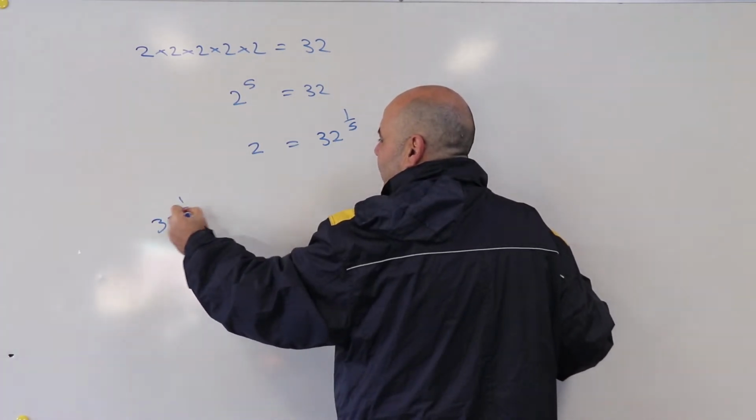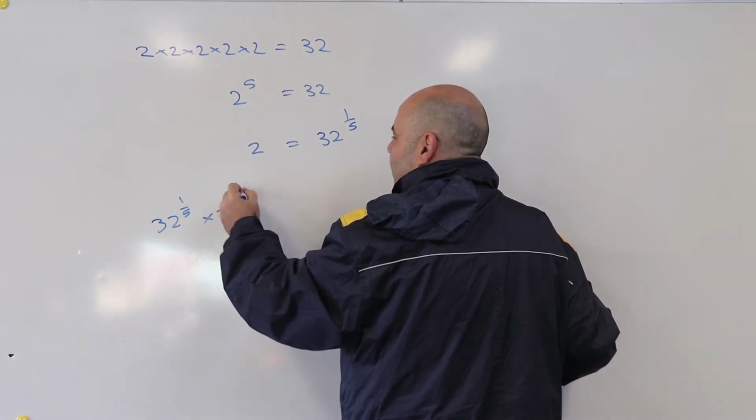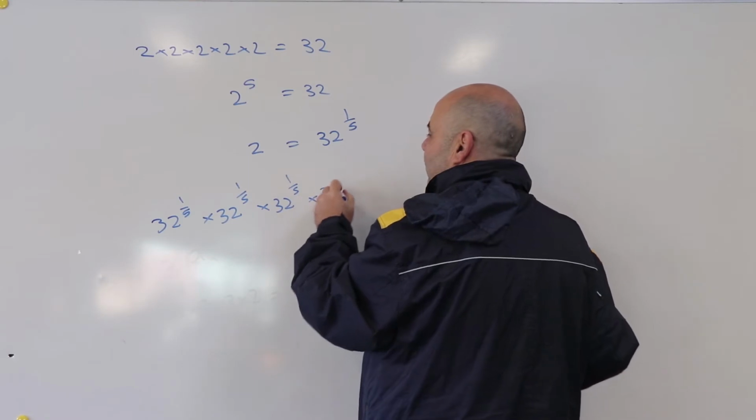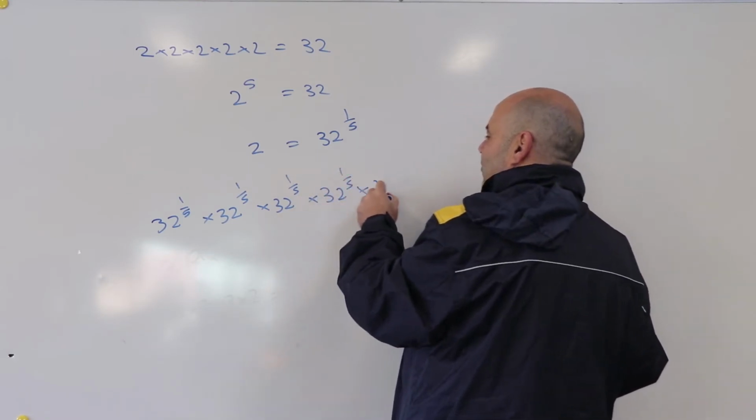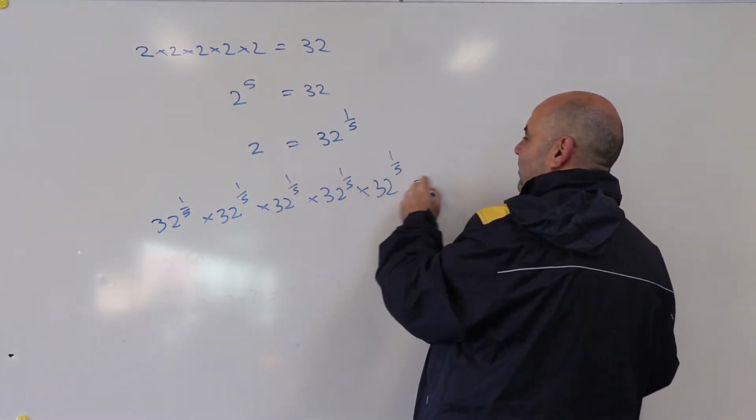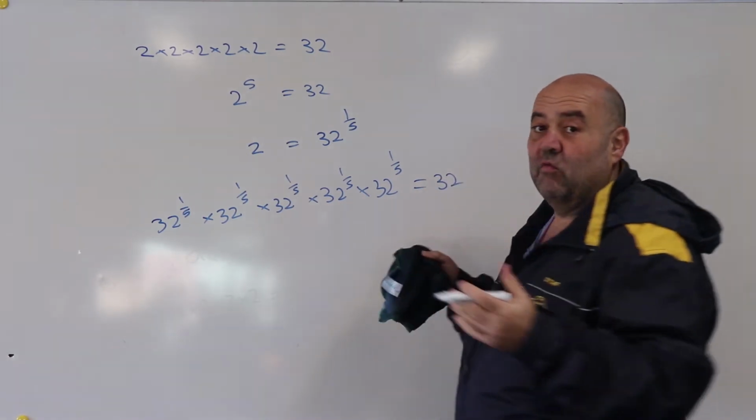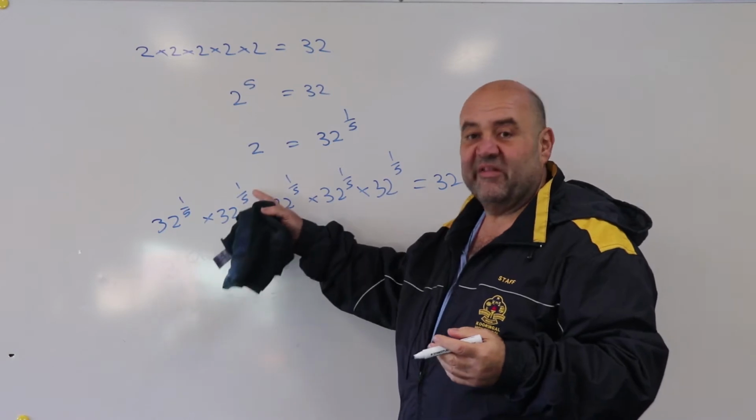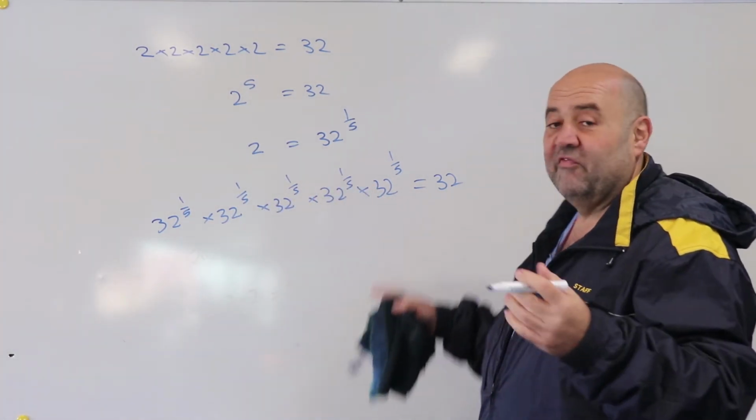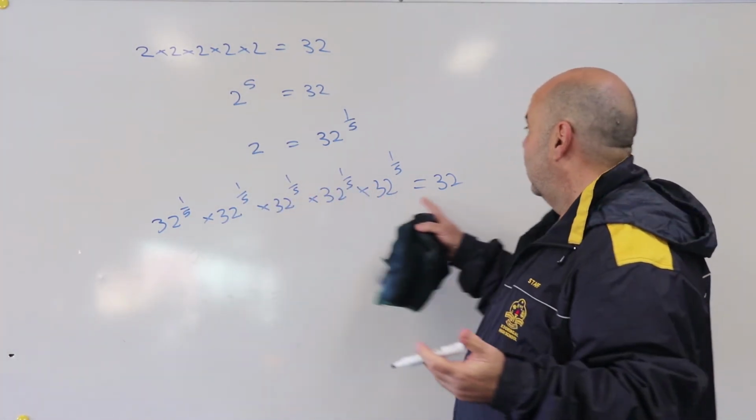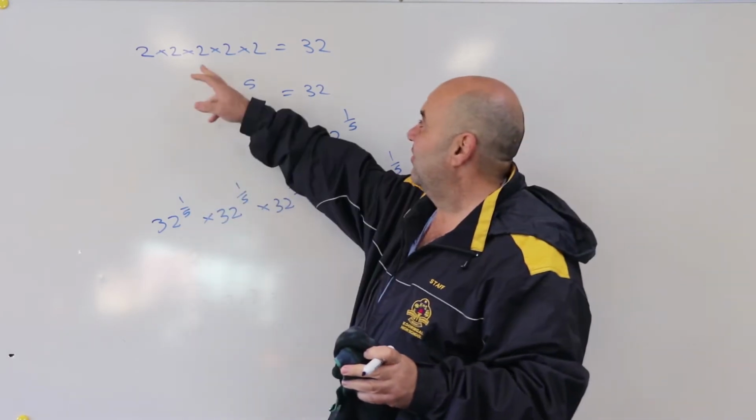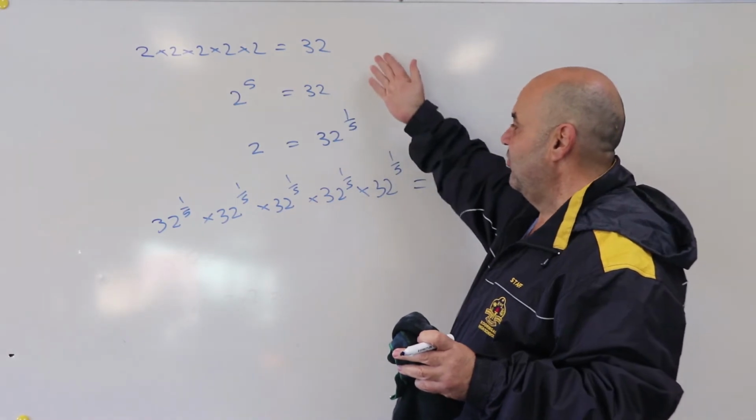32 to the 1/5 times 32 to the 1/5 times 32 to the 1/5 times 32 to the 1/5 times 32 to the 1/5 equals 32 to the power of 1, because I add all of my powers together, right? A fifth plus a fifth plus a fifth plus a fifth plus a fifth, 5/5 is 1 whole. It's 32 to the power of 1. But I know that 2 times 2 times 2 times 2 times 2 is 32.